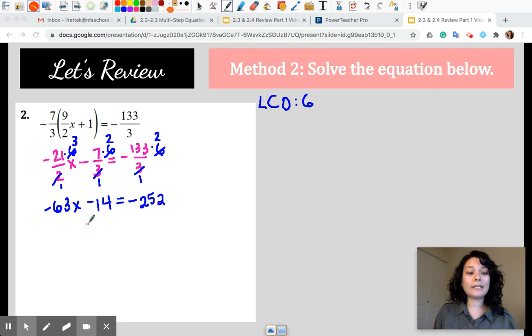So at this point, again, it's a 2-step. So I'm just going to add the 14 first, bring down my negative 63x. My signs are different here, so I have to take their difference.